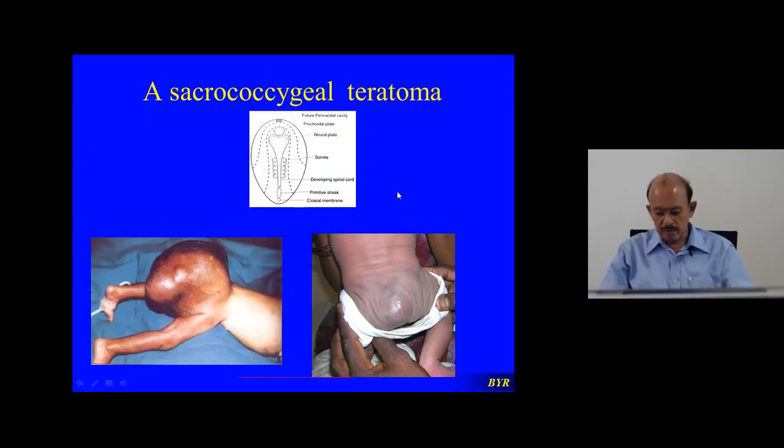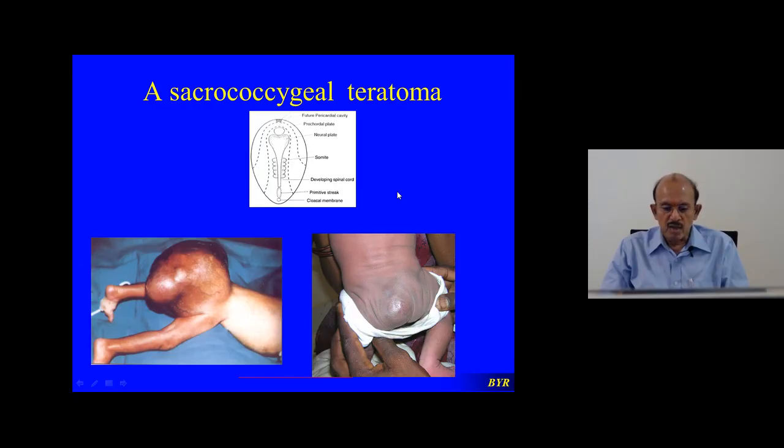So this is about the sequestration dermoids. Tubulo-membranous dermoids, example is the thyroglossal cyst. Then teratomatous dermoid, one of the examples is the sacrococcygeal teratoma.